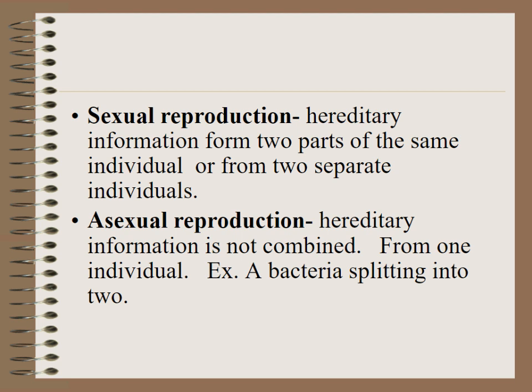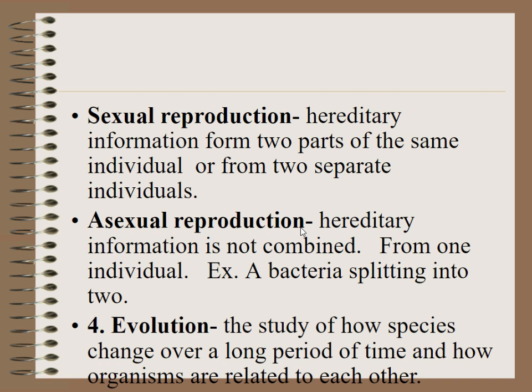Asexual reproduction is when an individual splits into two. So hereditary information is not combined. It will just completely be the same DNA. So it is two different individuals, but there will be the same DNA. Bacteria does this.